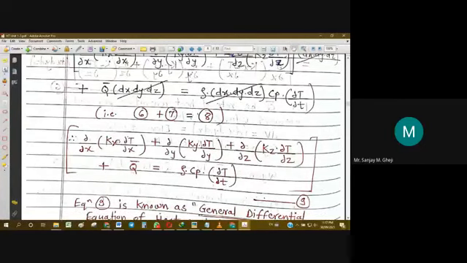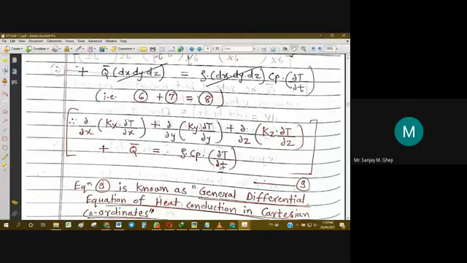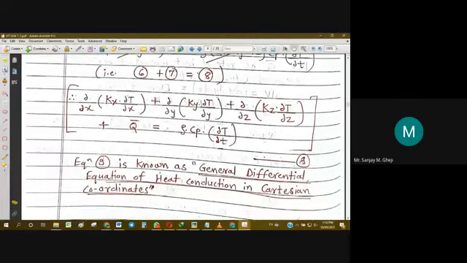reduced form of the equation, that is ∂/∂x of kx ∂T/∂x plus ∂/∂y of ky ∂T/∂y plus ∂/∂z of kz ∂T/∂z plus q bar is equal to rho cp ∂T/∂t. Now this equation number 9 is known as the general differential equation of heat conduction in Cartesian coordinates. So this equation covers all possibilities. It covers each and every term that is possible for heat conduction.